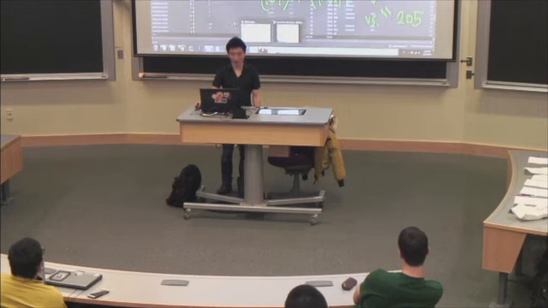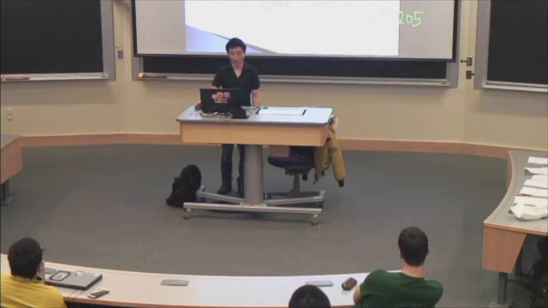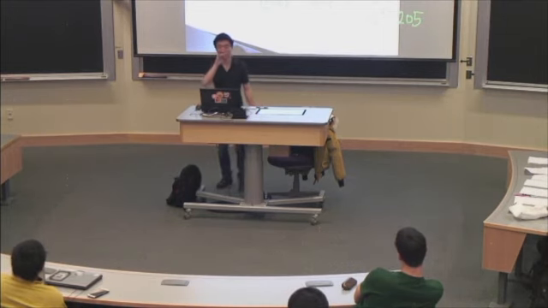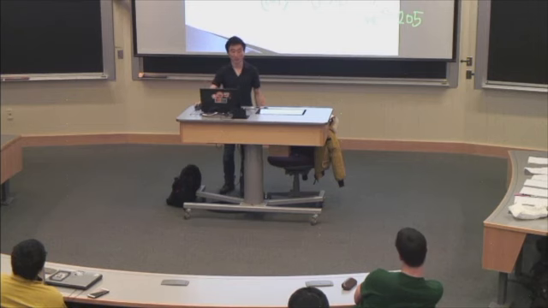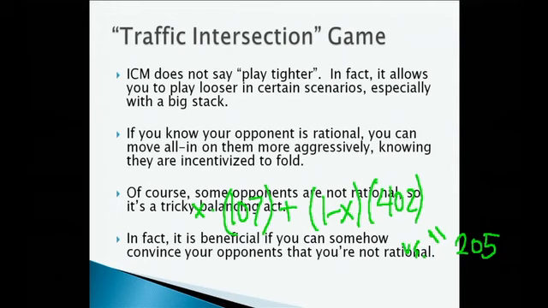Okay, let me just jump back to the PowerPoint for a bit. I just want to talk a bit more about this theory of satellites and going all in first. In game theory, this is called the traffic intersection game. ICM does not say play tighter. It allows you to play looser if you can go all in first.